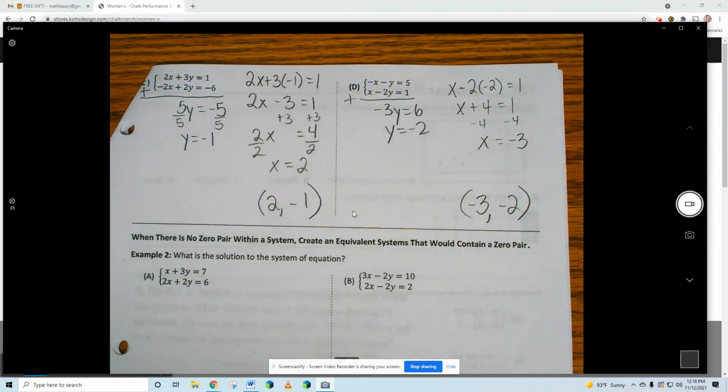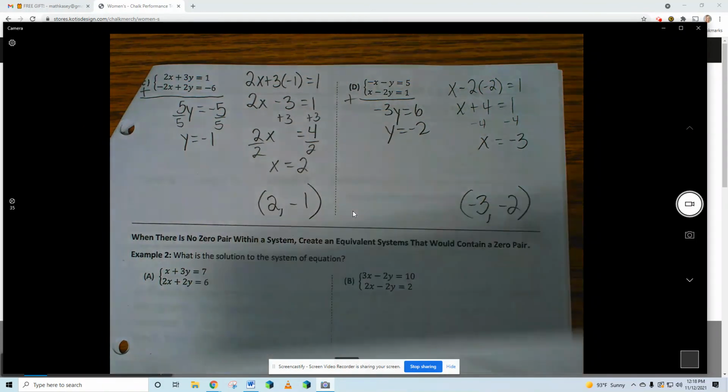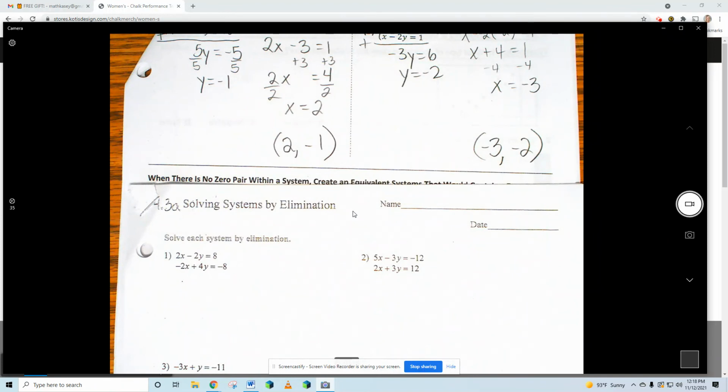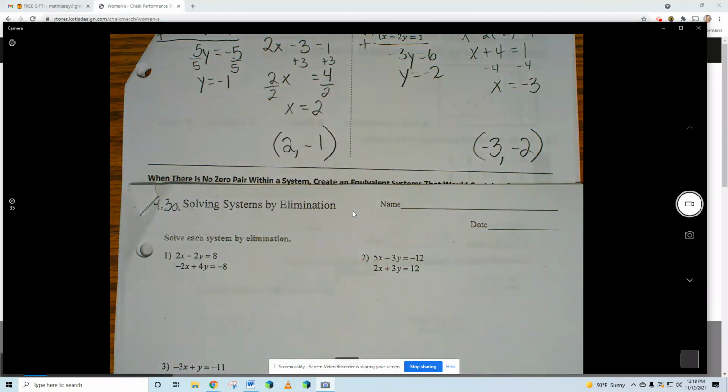So, from your homework packet, it is called 4.3a, and your problems, I wrote them on the board, are 1 through 8. So that means that you have 8 problems to do. Every single problem is going to have a 0 pair. It's located in the homework packet that is separate.